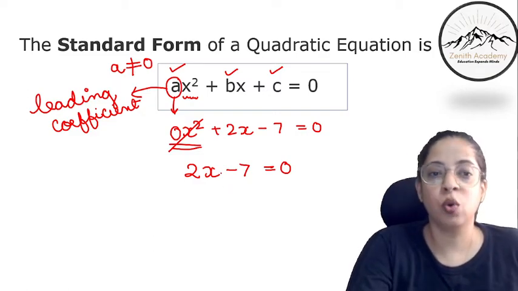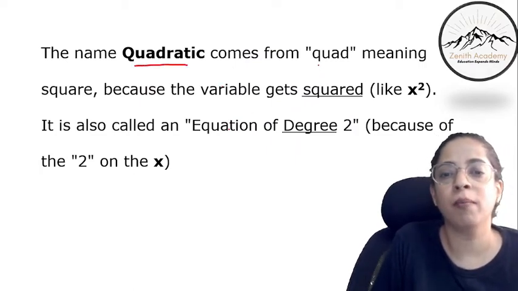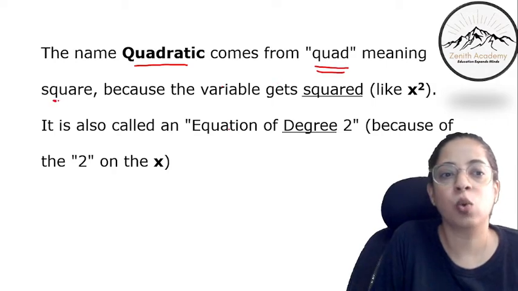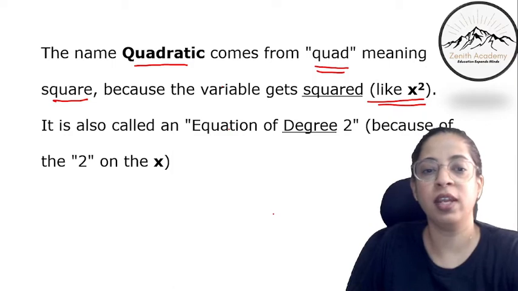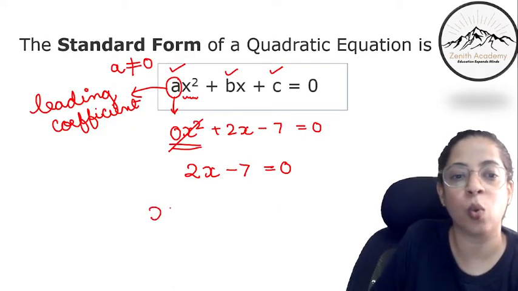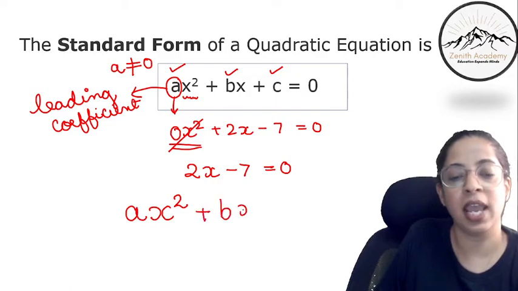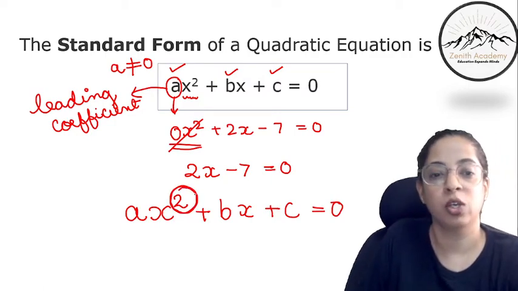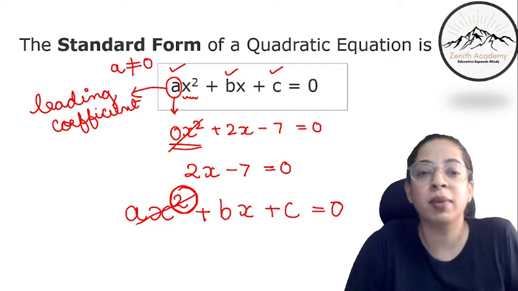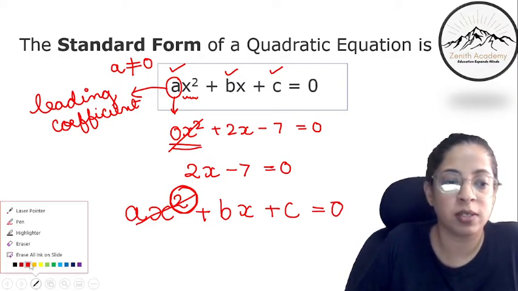Correct? So see, what is quadratic? The name quadratic comes from quad, meaning square, because the variable gets squared like x square. It is very, very important to have an x square in the equation. So ax square plus bx plus c equal to 0. This square, this is the one which is making it quadratic. So if this full term is not there, it doesn't remain quadratic at all, isn't it? Did you get it, my dear students?